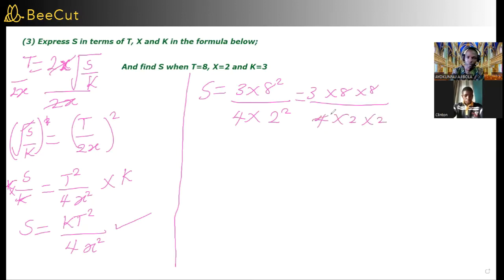So I can say 4 into 4 is 1 and 4 into 8 is 2. 2 into 2 is 1 and 2 into 2 is 1. Let me put that properly. So 2 into 2 is 1. Then I have 2 into 2 is 1, 2 into 4. So 4 times 3. That means my s is going to be 12.